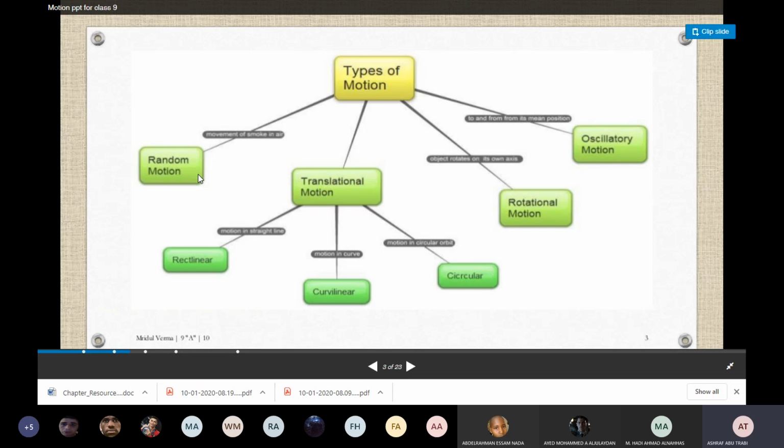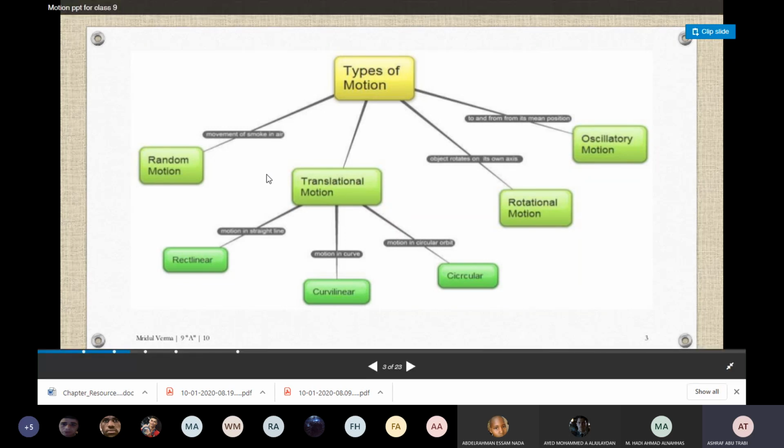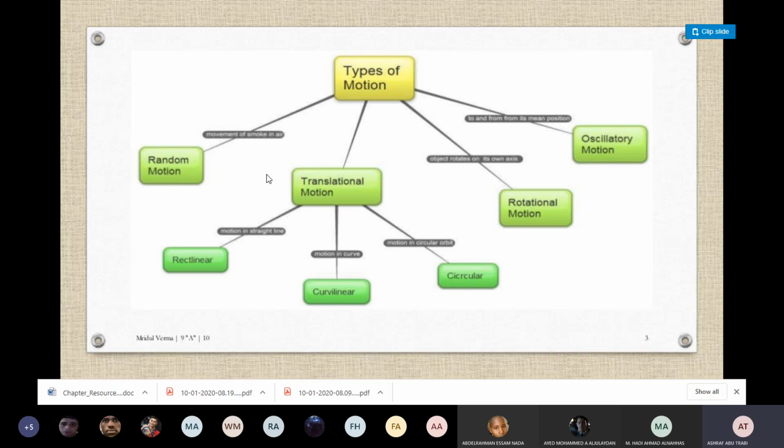What is the meaning of random? It means in any way, not like all these motions. For example, the movement of smoke in the air: we do not have a specific movement, it moves in any way. So the smoke in the air can move randomly.